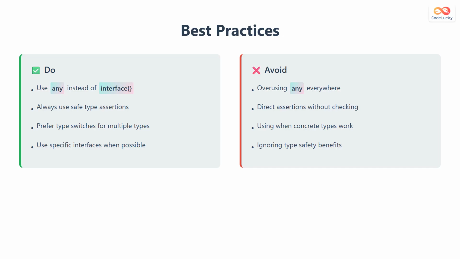Here are some practices to avoid. First, avoid overusing any everywhere. Second, avoid direct assertions without checking. Third, avoid using any when concrete types work. Fourth, avoid ignoring type safety benefits.